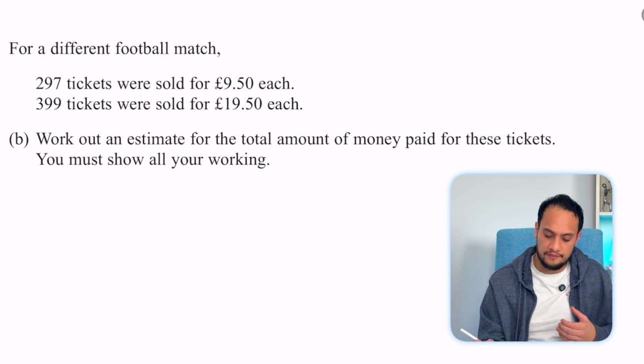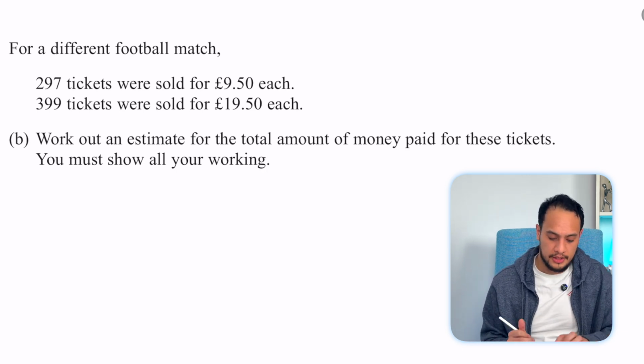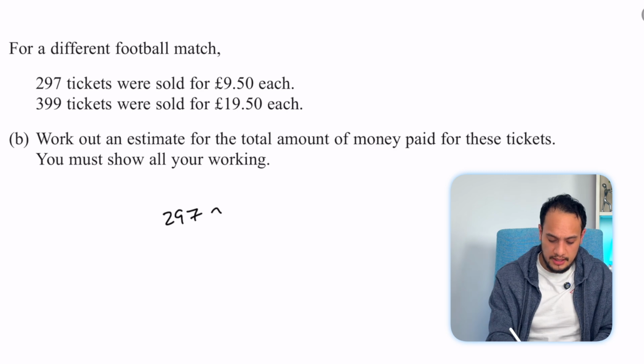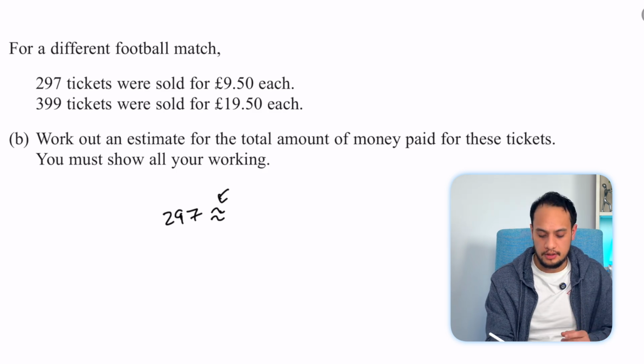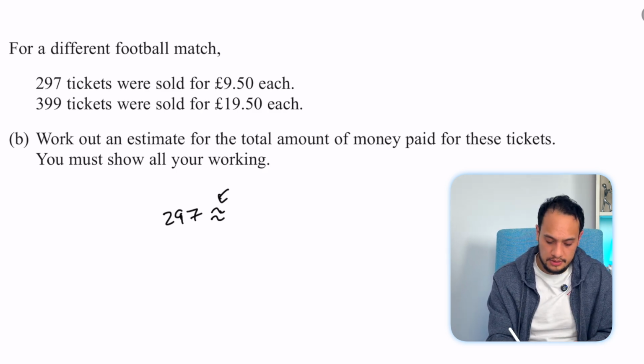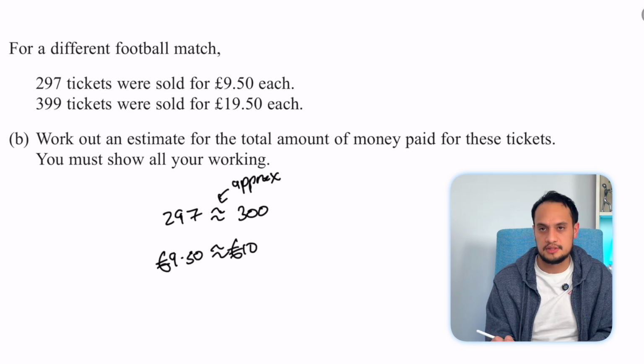You work out an estimate for the total amount of money paid for these tickets. You must show all your workings. So what I'm just going to do is use this little squiggly indicator to round my answers. So I've got 297 is approximately, so this squiggly equal sign stands for approximately, 300. And then we've got 950, that's approximately £10. And here I'm rounding to one significant figure in all cases.